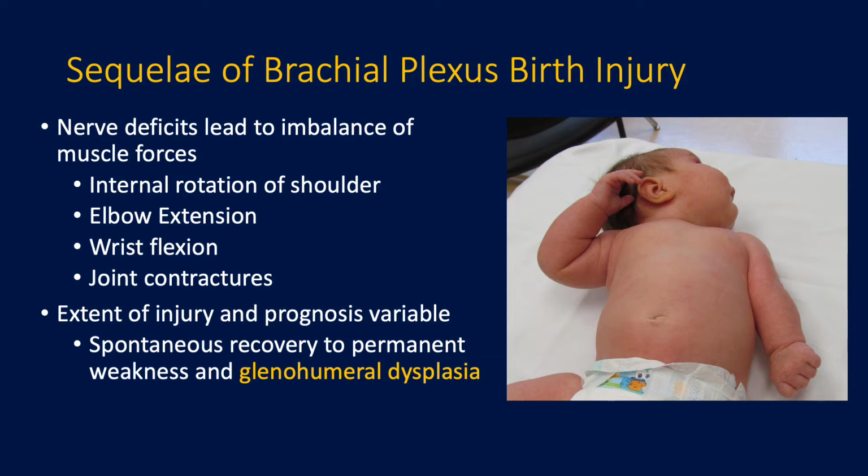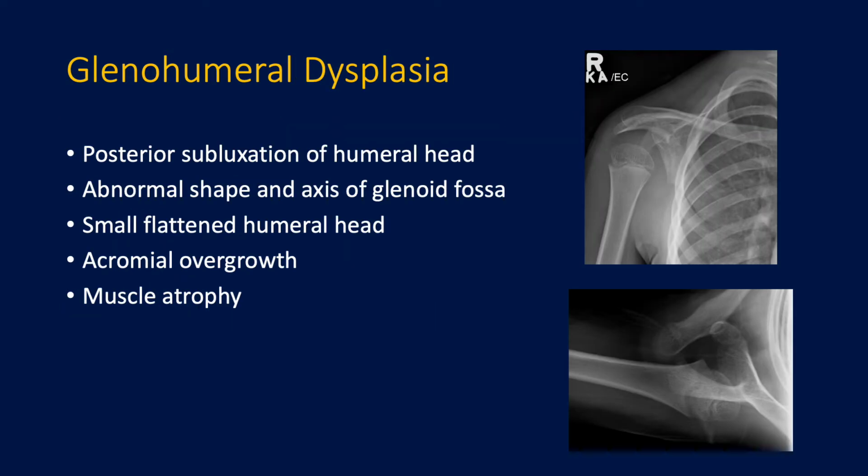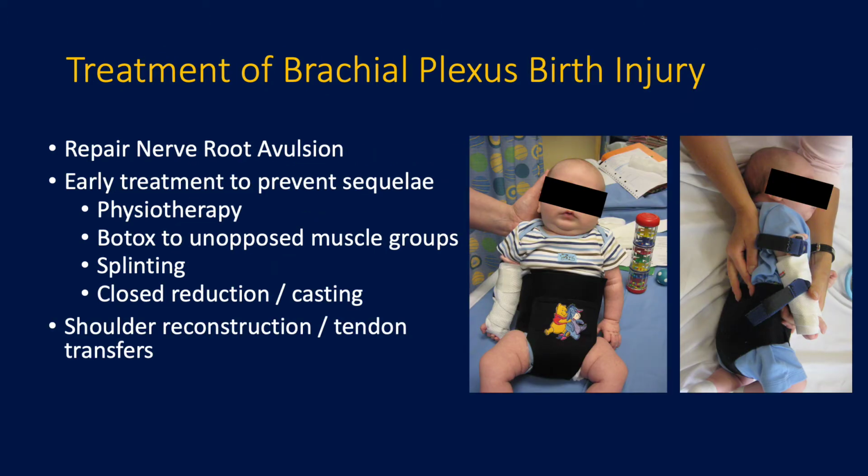The extent of injury and prognosis are variable and vary from a spontaneous recovery to permanent weakness and development of glenohumeral dysplasia. As demonstrated on these radiographs, glenohumeral dysplasia is characterized by posterior subluxation of the humeral head, an abnormal shape and axis of the glenoid fossa, a small flattened humeral head, acromial overgrowth or overriding, and not demonstrated on these plain films is muscle atrophy on the involved side.